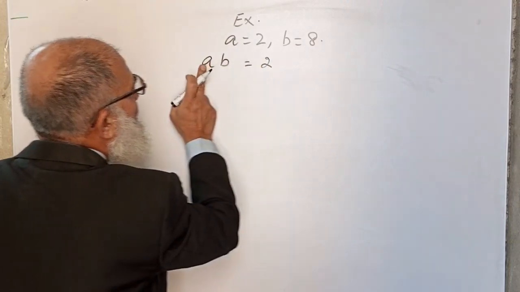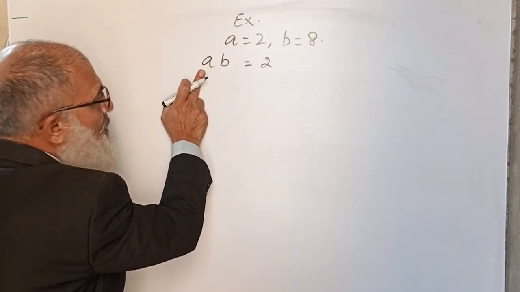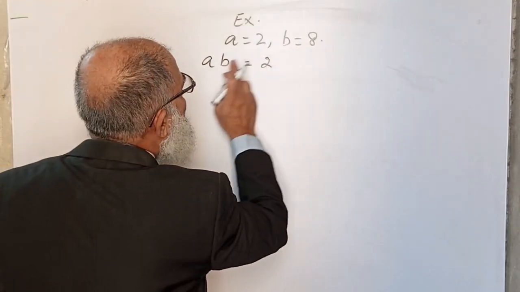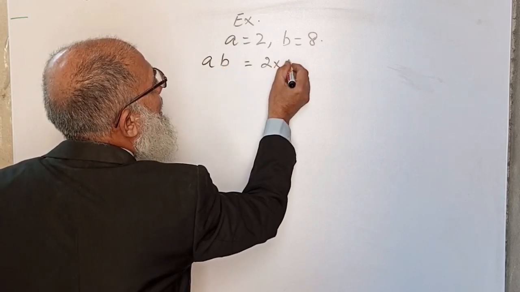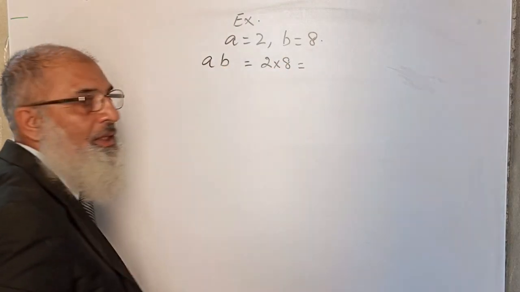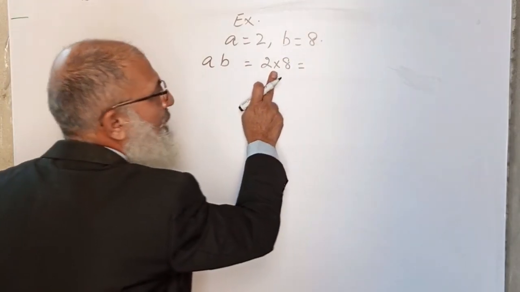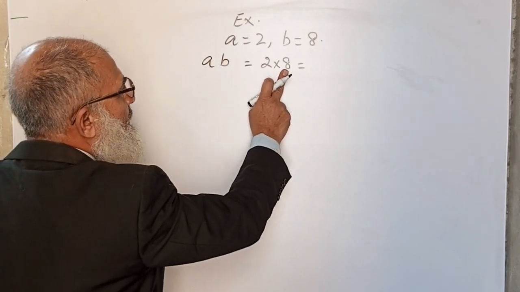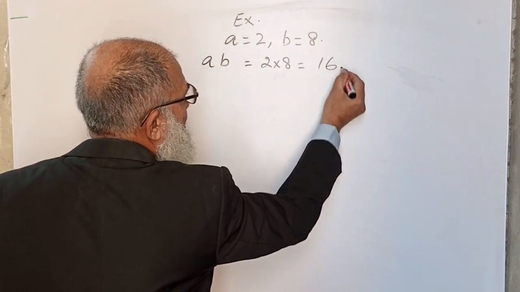Now what will it be? 2 has been substituted for a, and 8 has been substituted for b, and we get the answer 16 over here.